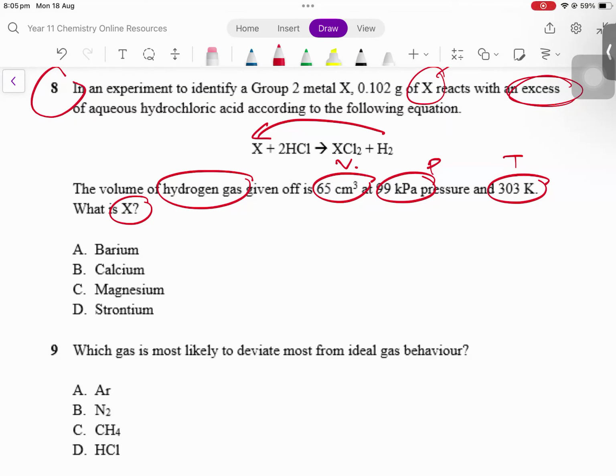In this case, you're going to use PV = nRT, your ideal gas equation. So pick the appropriate equation depending on whatever they give you. PV is nRT, and they've asked you for moles of hydrogen so that you can get to moles of X, yeah? So moles of H2 is PV over RT. You need particular units, okay?